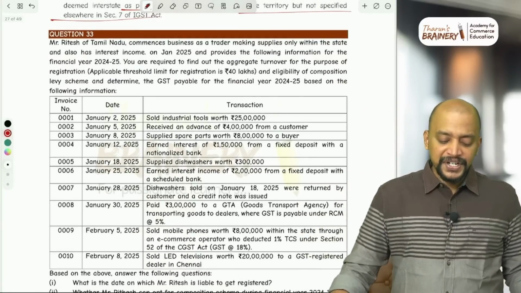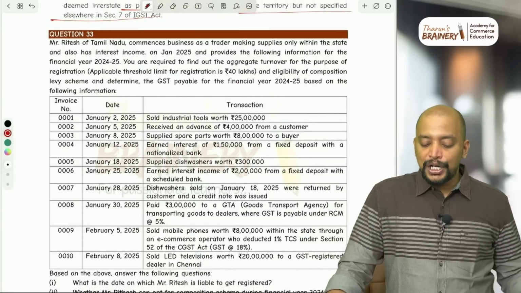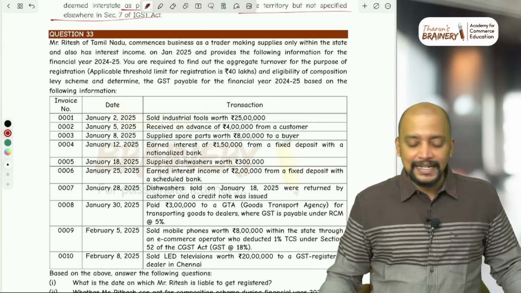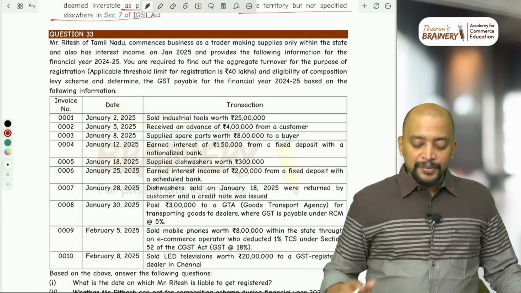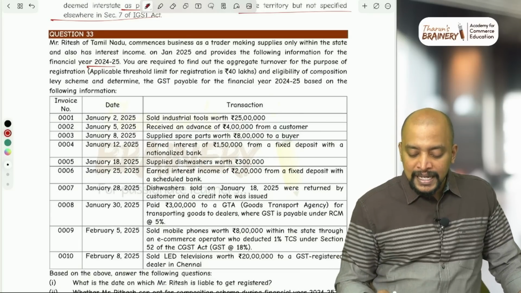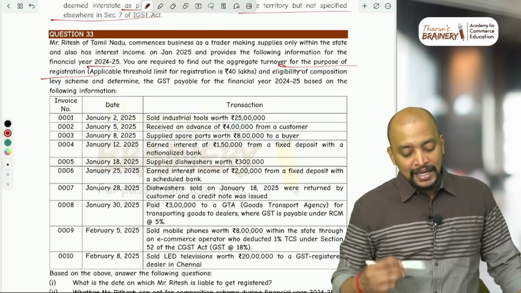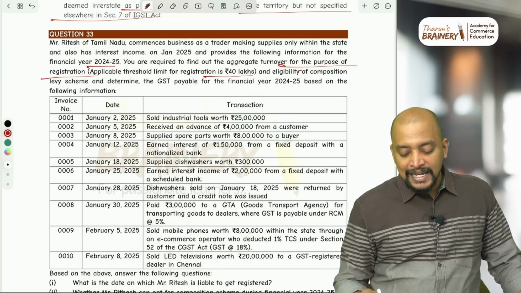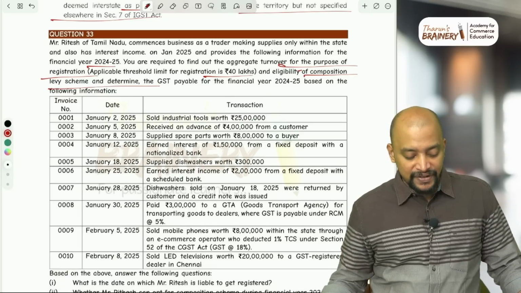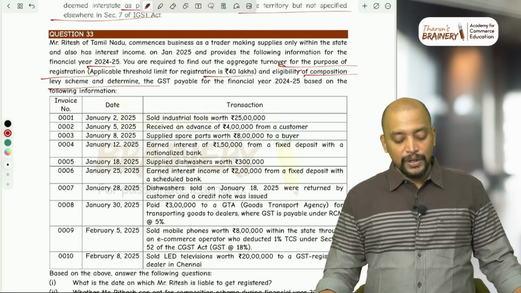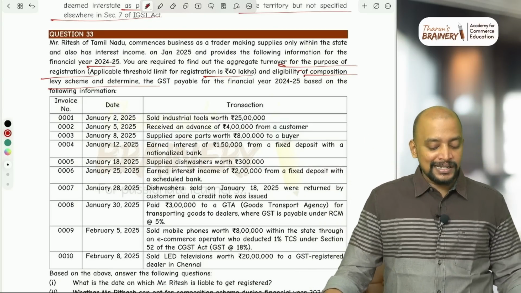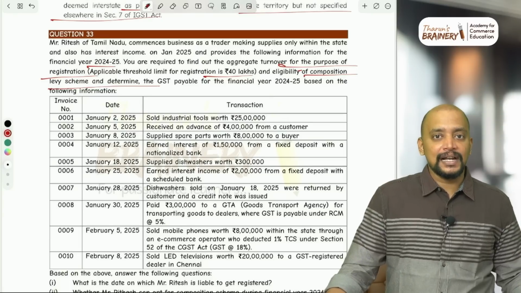Next. Question number 33. Mr. Ritesh of Tamil Nadu commenced business as a trader, making supplies only within the state, and also has interest income, in January 2025, and provides the following information for the financial year 24-25. You are required to find out the aggregate turnover for the purpose of registration. The applicable threshold limit for registration is 40 lakhs. Also determine eligibility for the composition scheme, and the GST payable for the financial year 24-25 based on the following information. First, invoice number 1, dated January 2, 2025, sold industrial tools worth rupees 25 lakhs. So yes, it will be considered as their aggregate turnover.